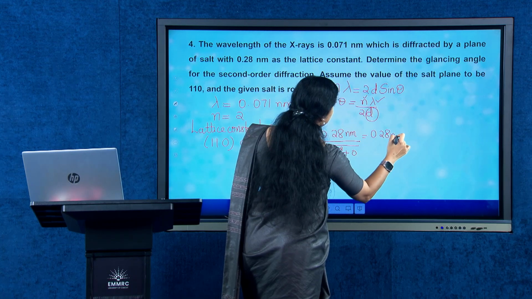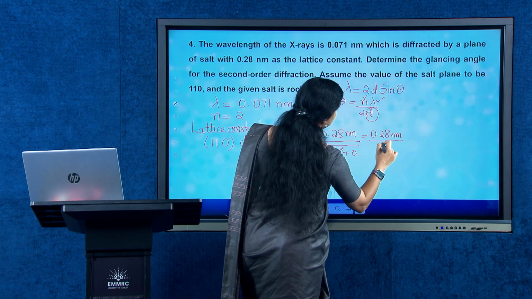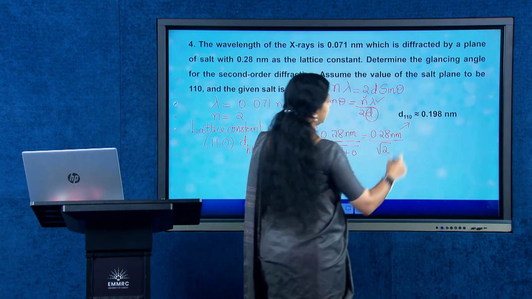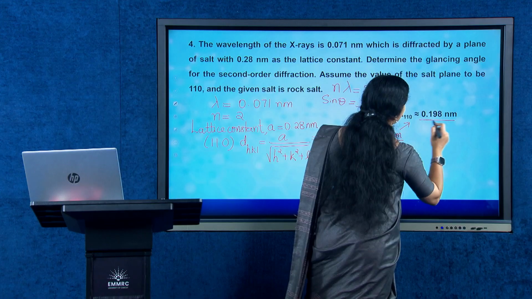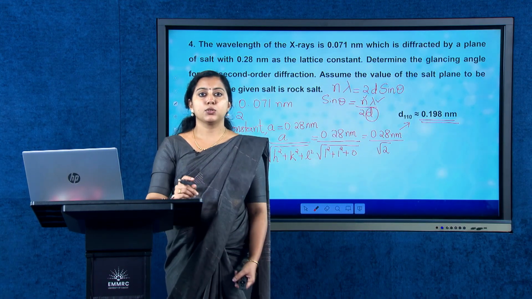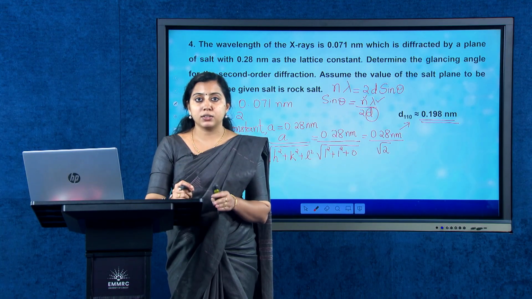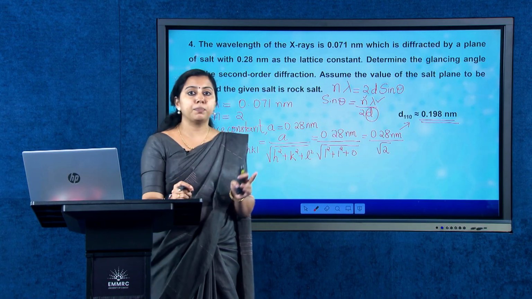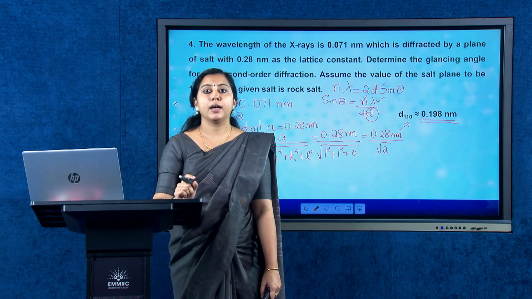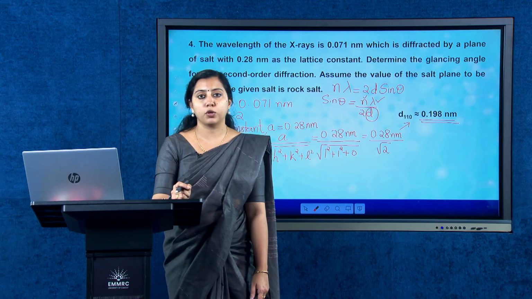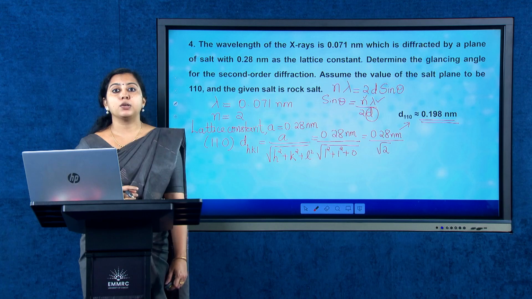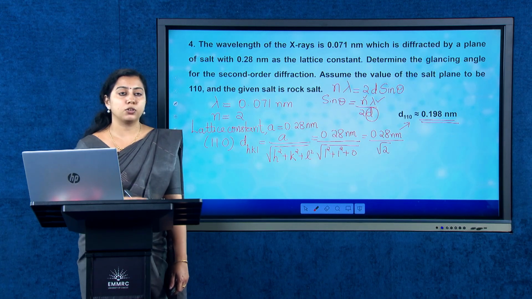So, that is equal to 0.28 nanometer by root 2. So, from this we will get d110 is approximately equal to 0.198 nanometers. Okay. So, in the question it is given the lattice constant, the value of A. So, from the value of A we have calculated the spacing of the plane d110 and that was obtained as 0.198 nanometers. Okay. Now, let us move on to the second part. We have to calculate the glancing angle for the second order diffraction.